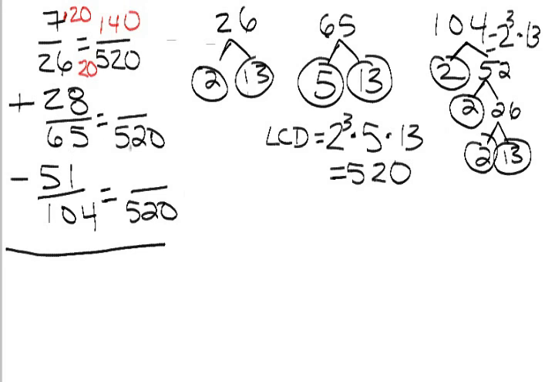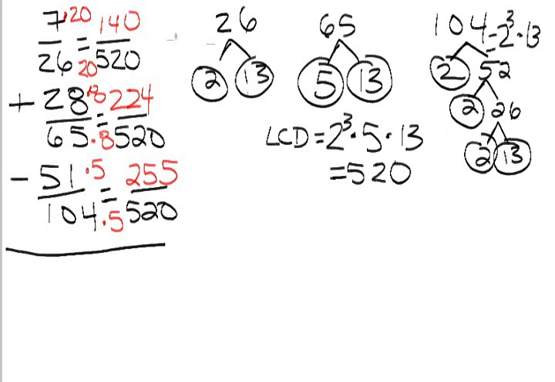65 times what gives us 520? Or the other way of doing this is to take 520, divide by 65 to figure out what that number is. If we do that, we'll find out that we need to multiply by 8 over 8. 28 times 8 is 224, and 104 times 5 is what gives us 520, so we're multiplying by 5 over 5. 51 times 5 is 255.